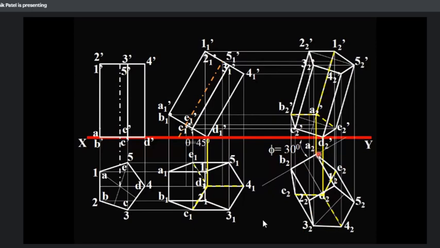So A2 is a far away point, so it is not visible. Understand? Yes sir. So the edges connected with A2 are hidden lines: A2 B2, A2 1 2, and A2 E2. These three lines we have represented as hidden lines in the final answer. Okay sir. Now we go for the next problems.